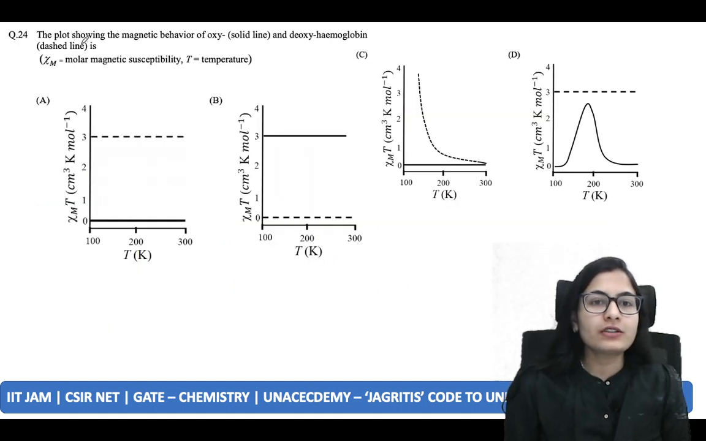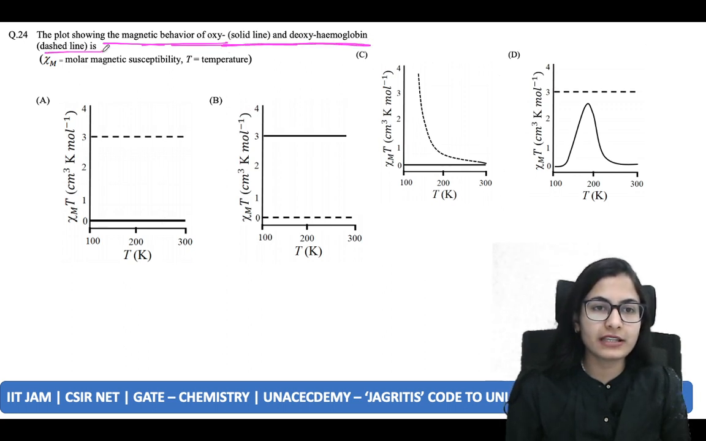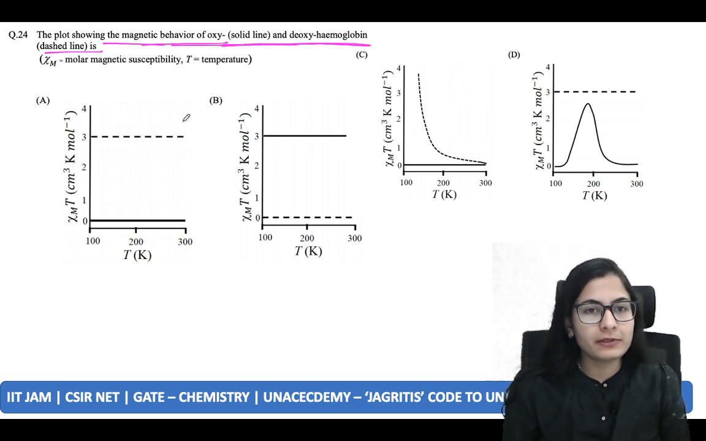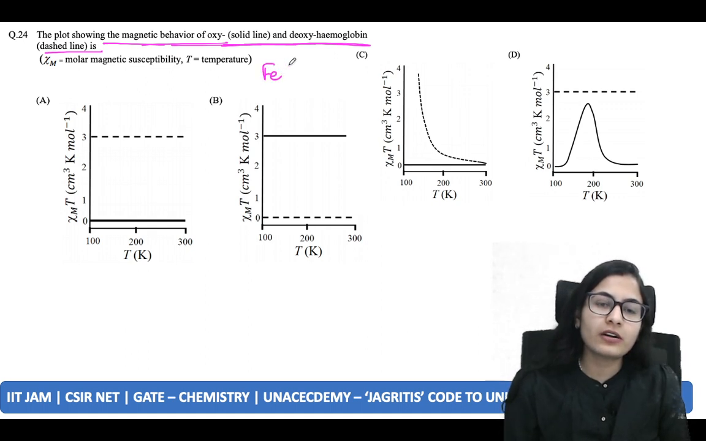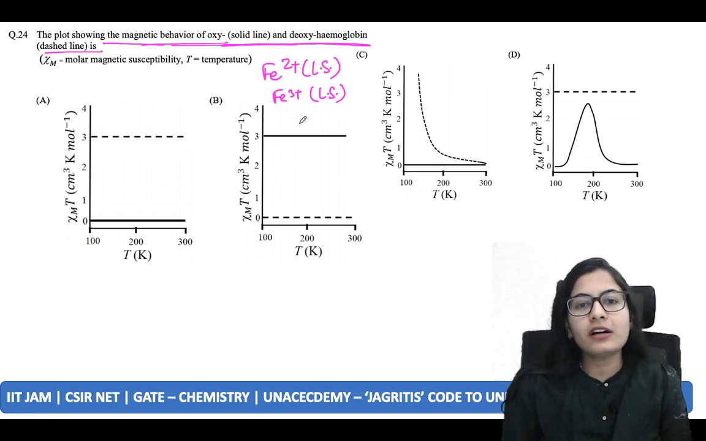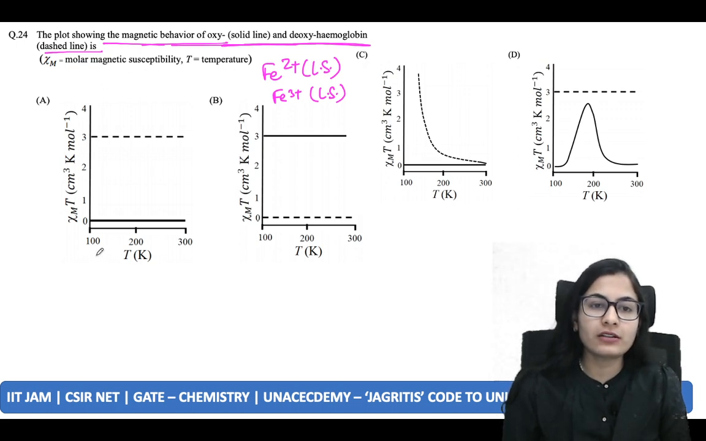Now we move onwards to another question. The plot showing the magnetic behavior of oxy (solid line) and deoxy hemoglobin (dashed line) is. So basically guys, looking at the molar magnetic susceptibility, oxy hemoglobin is going to be your Fe. Some books write Fe2+ low spin, in some books it is written Fe3+ low spin. Alright, both of these are actually correct. Now when they are low spin, they are actually going to be in your hemoglobin.